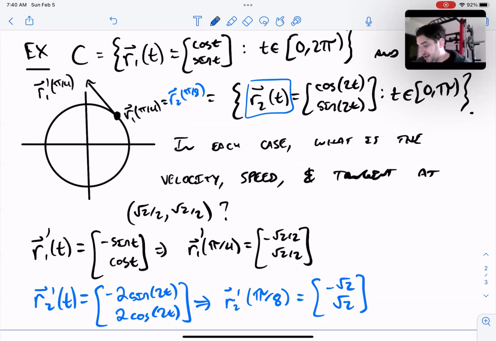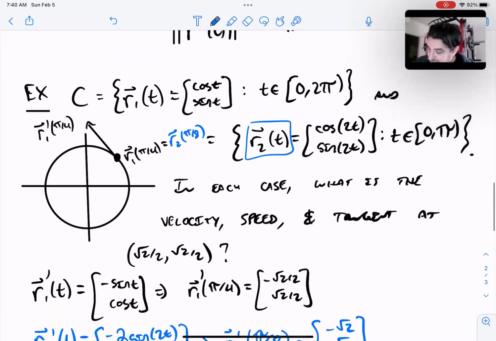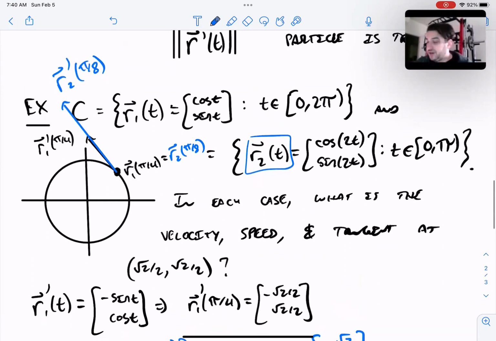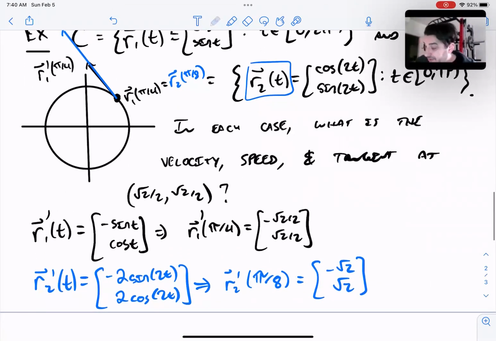So, okay. So see, this is a vector. It's essentially, for R2, essentially the same vector, but it's going to be twice as long. Right? That's going to be R2 prime of pi over 8. Right? So the velocity vector for the second parameterization is twice as big. Right? And if you do the speed calculations, this shows it, right?